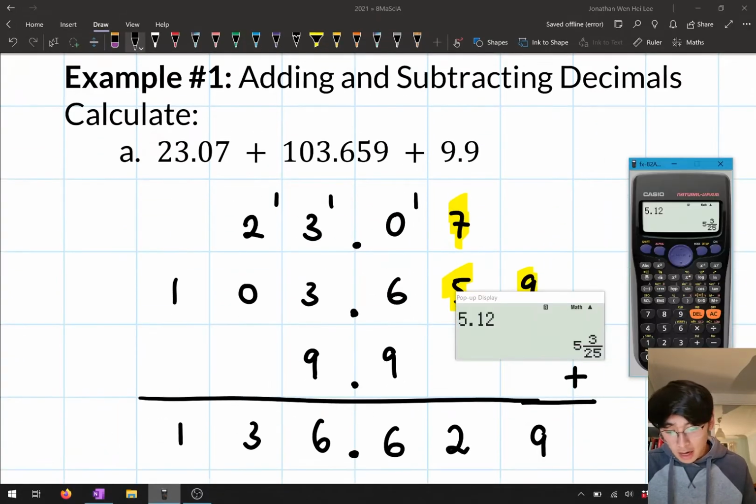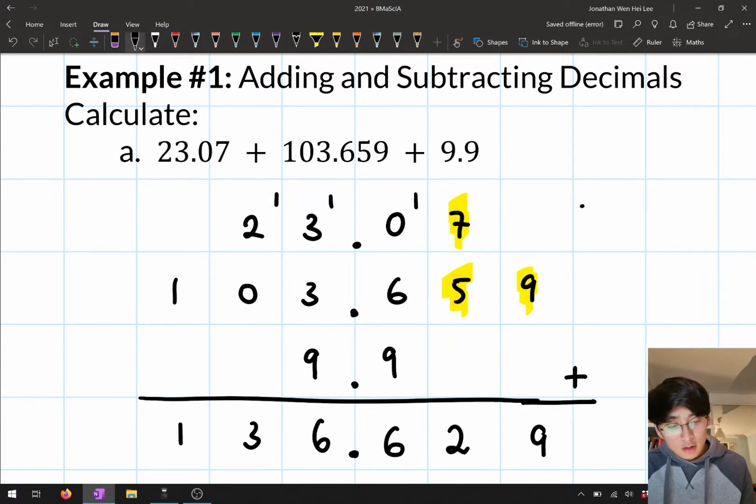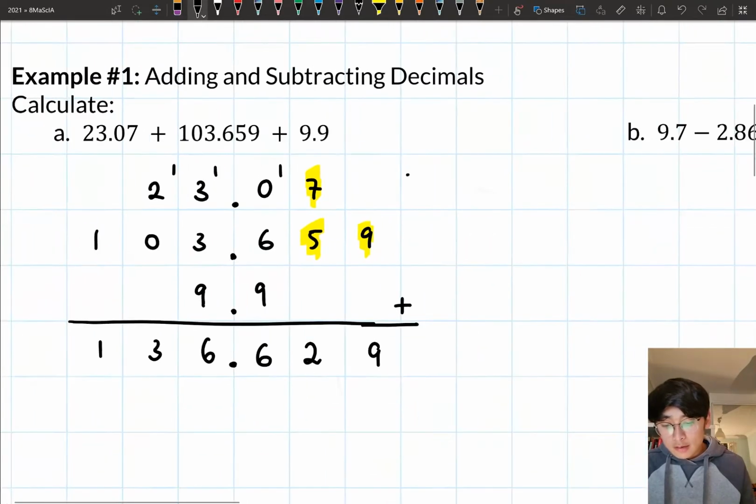So here I can put this in my calculator, just check. 23.07 plus 103.659 plus 9.9 gives 136.629, which is exactly what I got here. Okay, let's have a go at the next example.